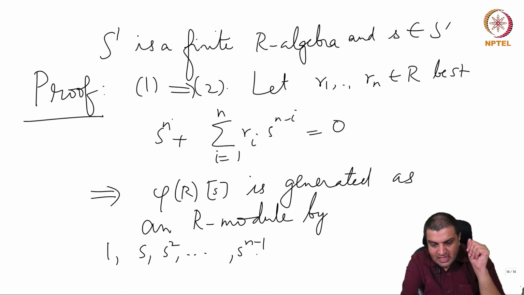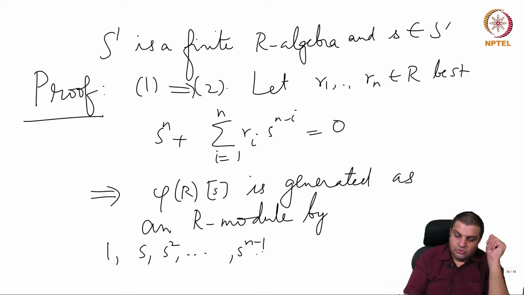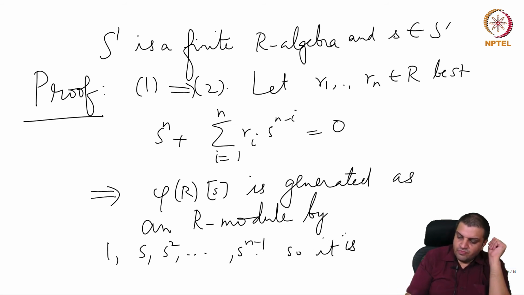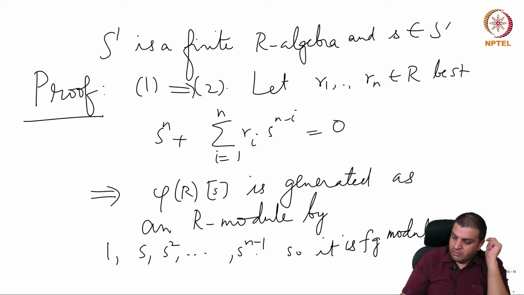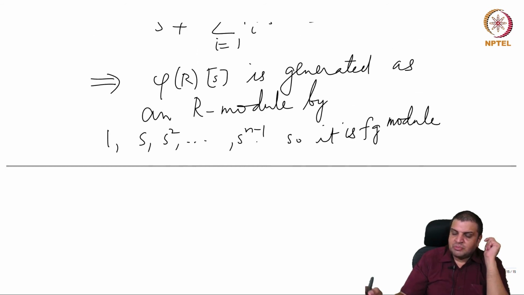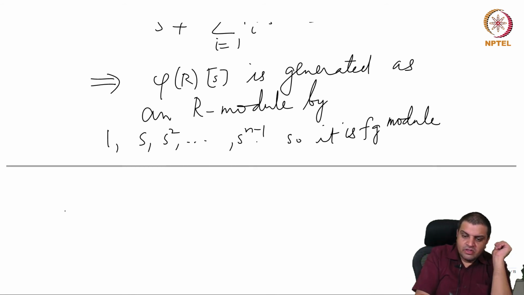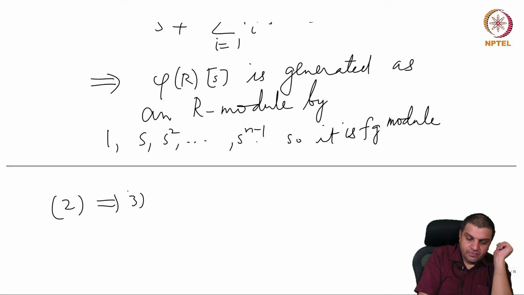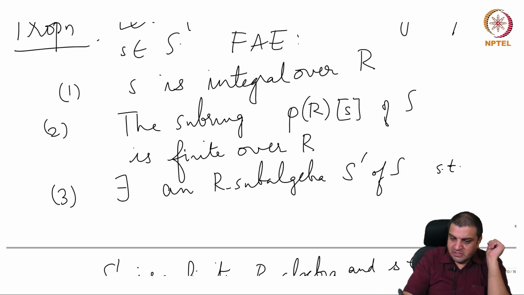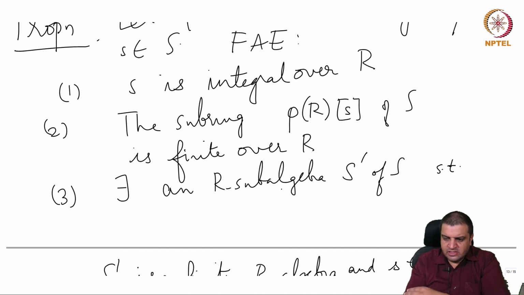But as soon as we see an s to the n, we can use this expression to bring the degree down using elements of R. Okay? So this is generated by this. So it is finitely generated module. So remember, this finite algebra means finitely generated module. Okay, so 2 implies 3 is immediate, because here it says one specific subalgebra is finite. Here it's just asserting some subalgebra is finite. So 2 implies 3 is immediate.